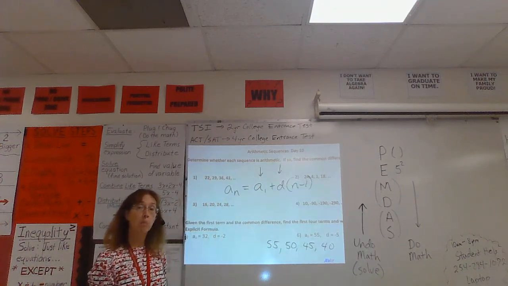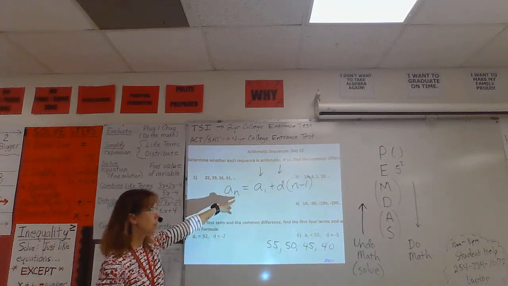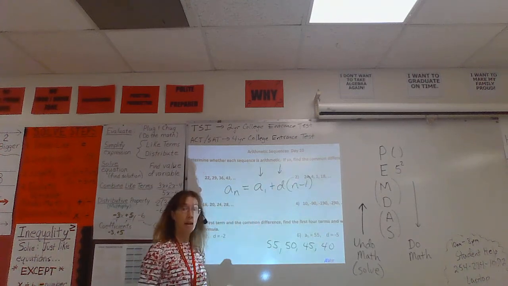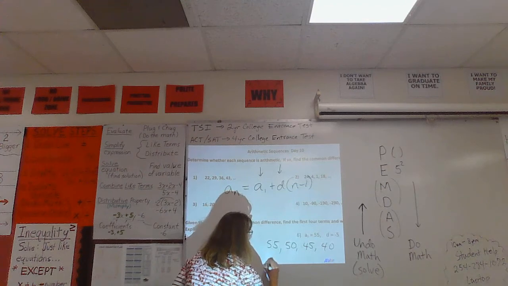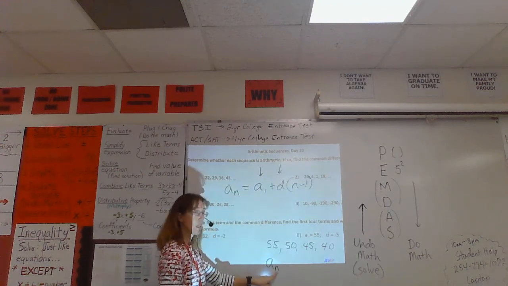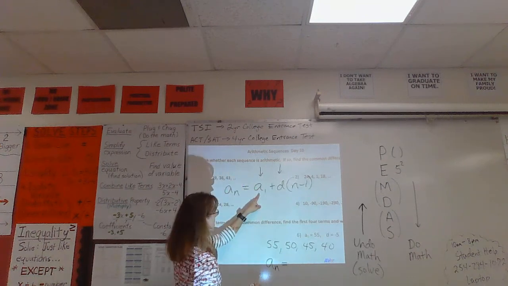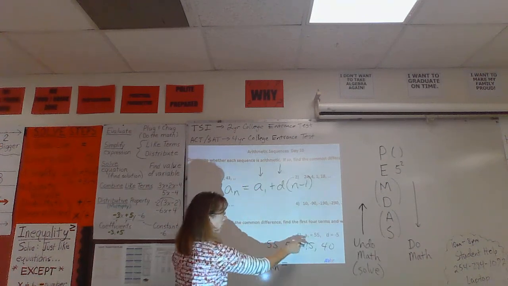Now I want to write the explicit formula. That's the formula. I'm just going to plug in a number here and a number there for this particular pattern. So A sub n, make sure it's small and down low. It's not a big N, it's small and down low, is equal to A sub 1, which is 55, my very first term.